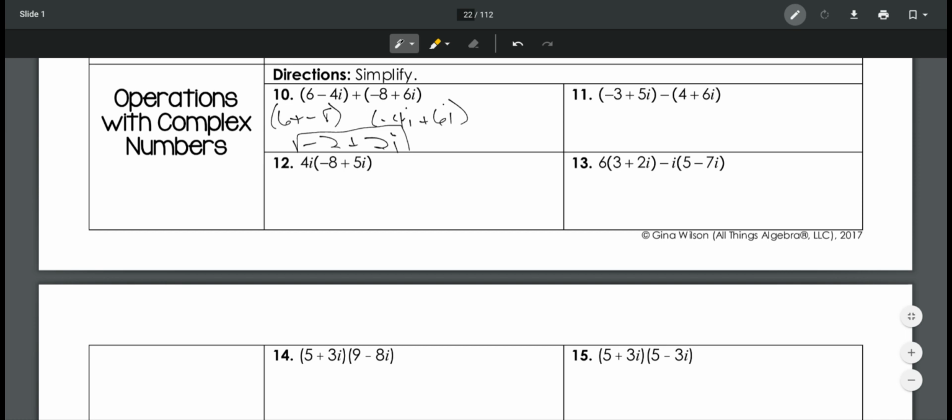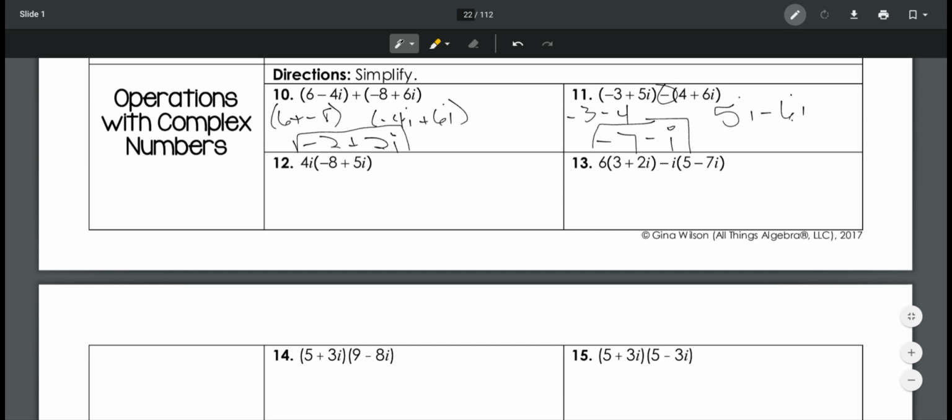Now, is it okay for your a value to end up being 0? Absolutely. Is it okay for your bi value to end up being 0i? Yes. But you don't write 0 in your final answer. So sometimes you just have an a value, and sometimes you just have a bi value as an answer, and that is okay. In the second example, number 11, we're going to do the same thing. So negative 3 minus 4 gives me negative 7, and 5i minus 6i gives me negative i, and that is my final answer.